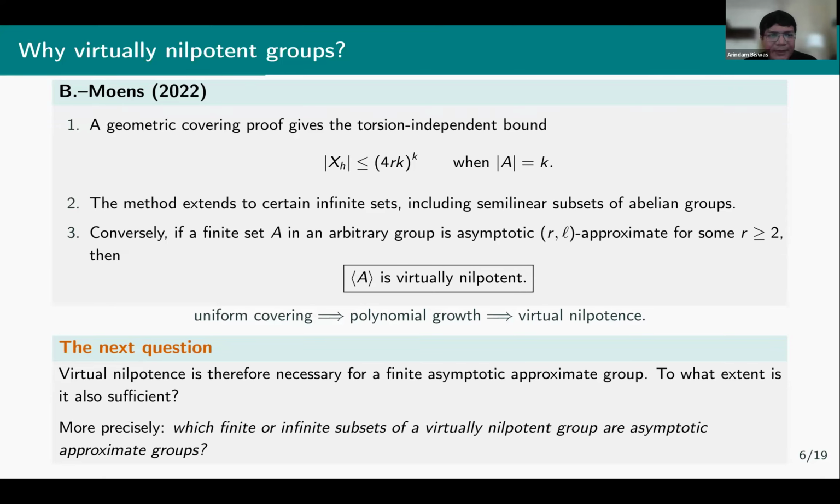And so the next question is quite natural. Virtual nilpotence is therefore necessary for a finite asymptotic approximate group. To what extent is it also sufficient? More precisely, which finite or infinite subsets of a virtually nilpotent group are asymptotic approximate groups? And so this was the motivation why we are in the context of virtually nilpotent groups now.